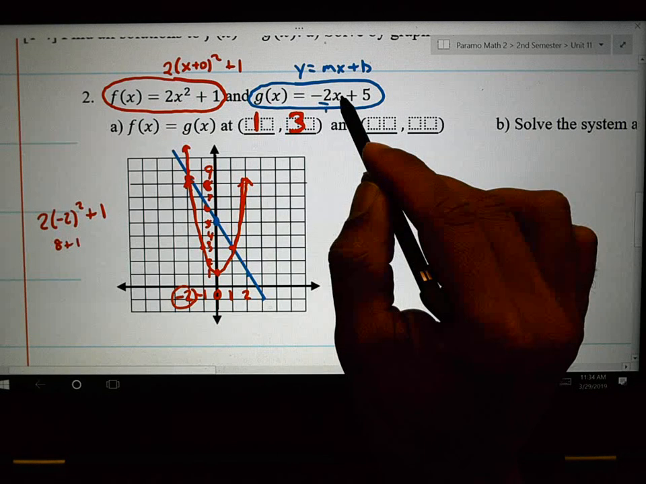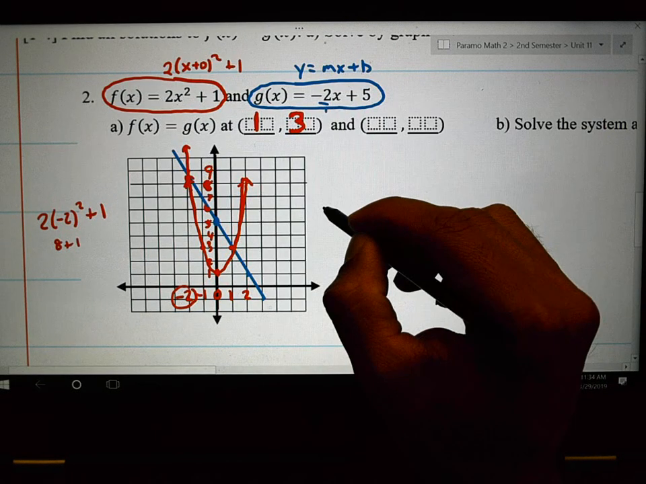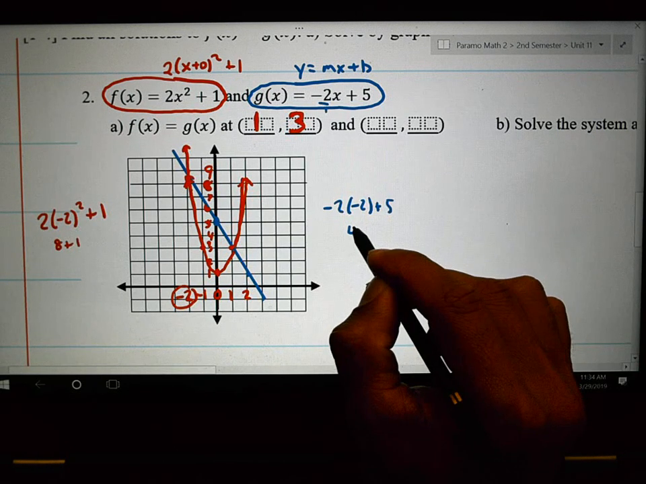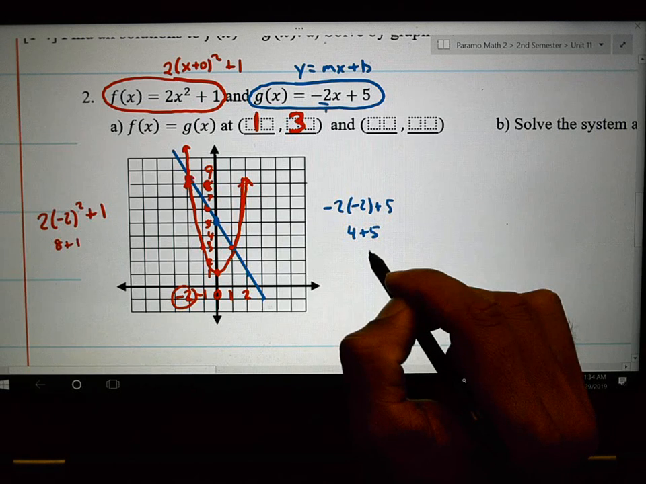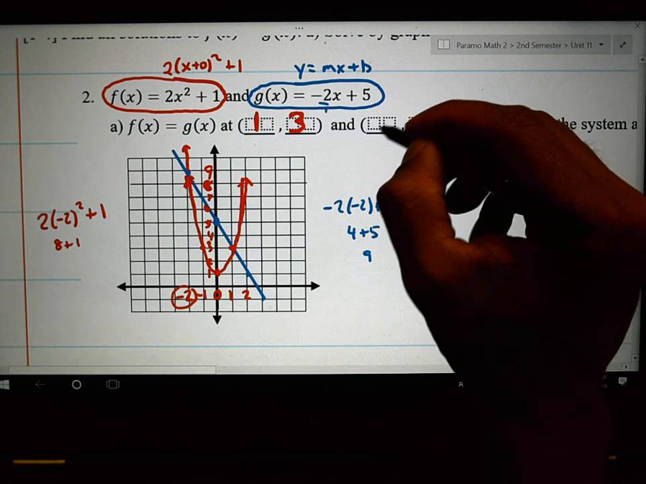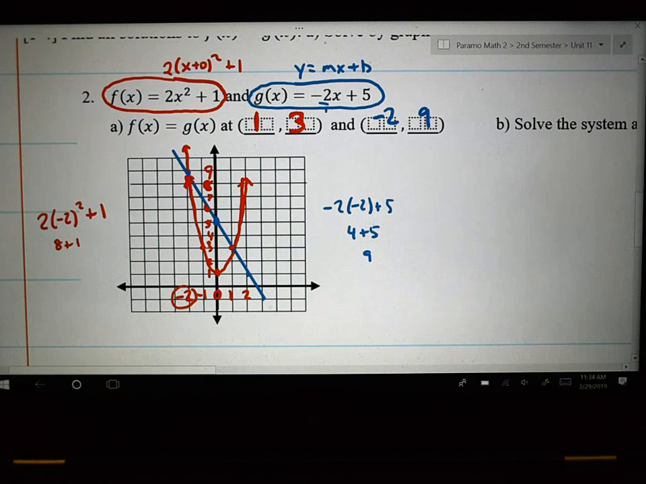Now what about the blue equation? Where is it at -2? Let's find out. Negative times a negative is a positive. Oh, it goes through 9 as well. So that tells you that your second solution is at -2, 9, based off of those graphs.